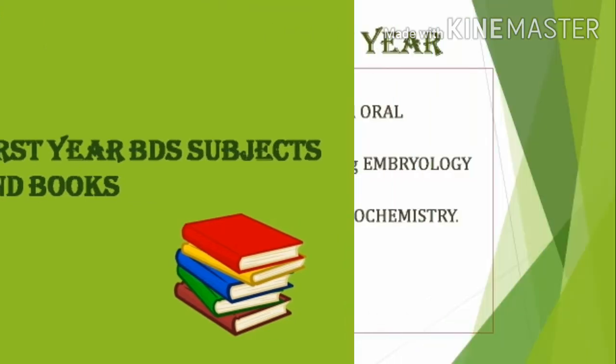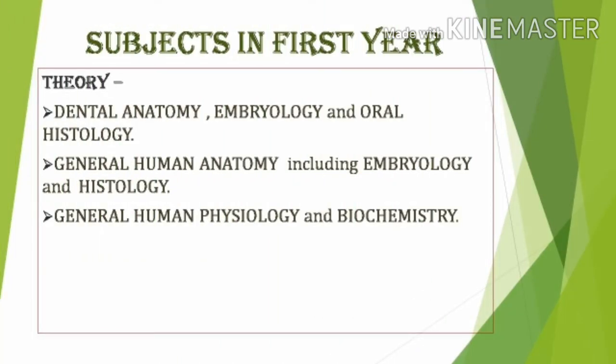So let's start. There are three major subjects in the first year. The first one is dental anatomy, embryology and oral histology. The second one is general human anatomy including embryology and oral histology. And the third one is general human physiology and biochemistry. Apart from these three subjects, there are two more subjects, but there would be no theory or practical exam for these two in the first year. We will be discussing these two also in the later part of the video.